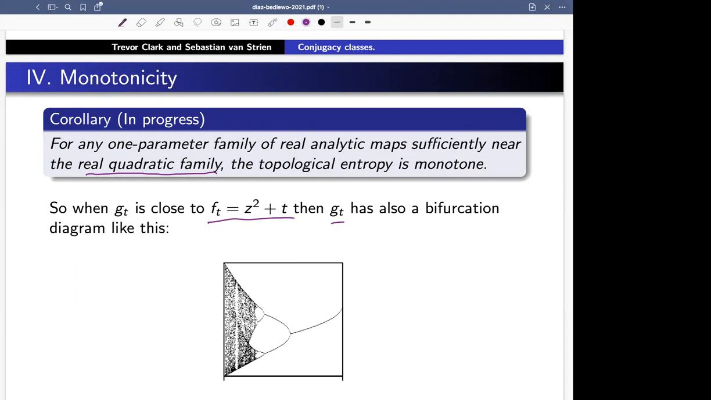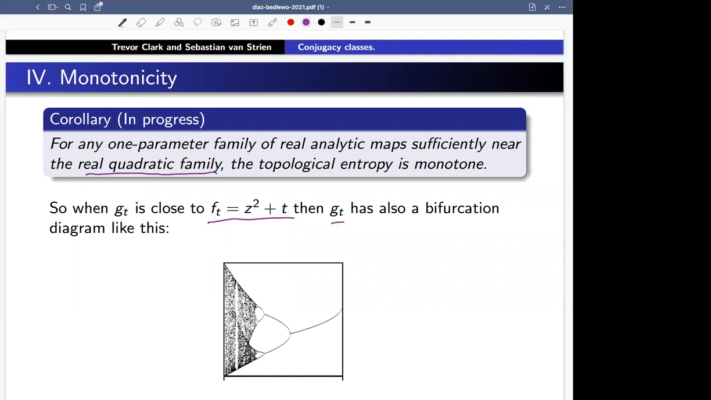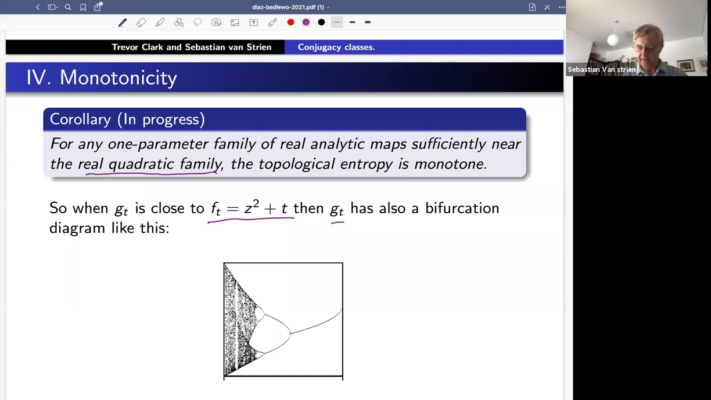But what does close mean? Well, close means you can use any kind of topology because it's real analytic. So C0, for example, and C0 means also C. Okay, I see. Okay. Yeah. But that's crucial. It does mean, as a map from Z, T to T to FT, Z, in that sense, this family should be close to this family.